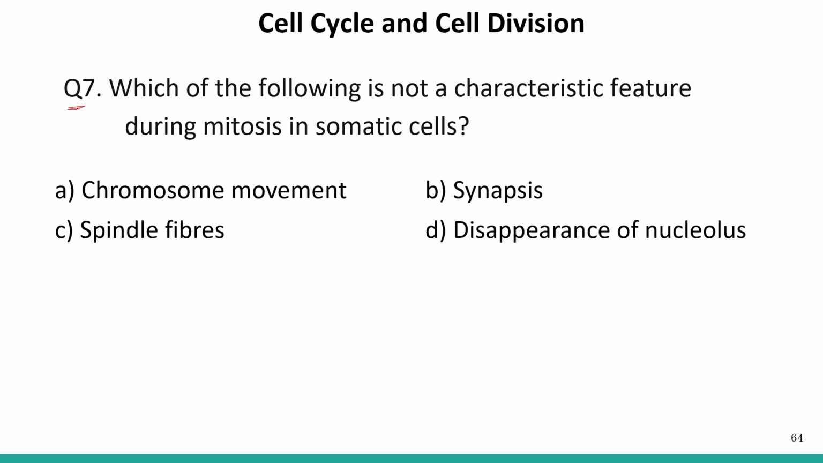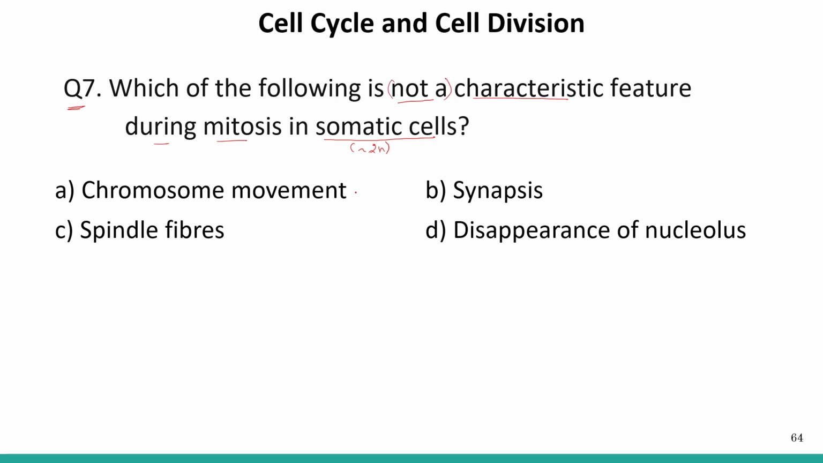Now coming to question 7. Here we have, what is the question? Which of the following is not a characteristic feature during mitosis in somatic cells? Mitosis we know takes place in the somatic cells or vegetative cells which are diploid. Alright. So here they are asking which is not a characteristic feature.